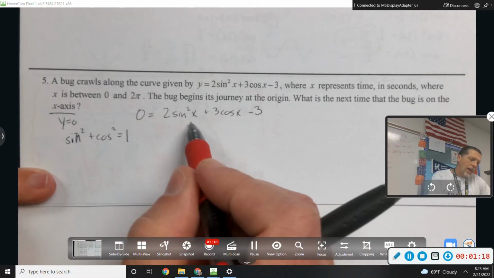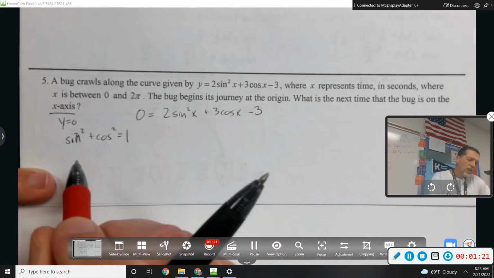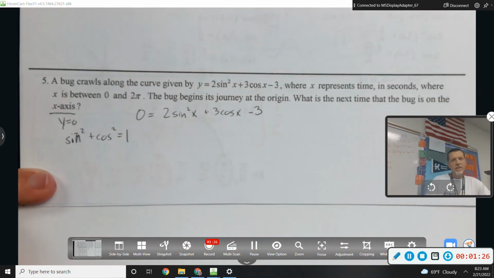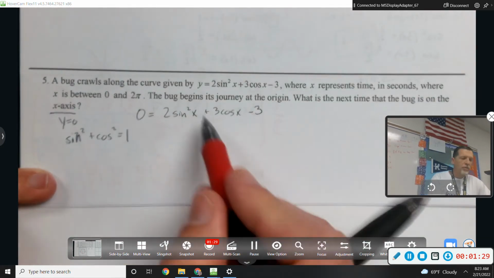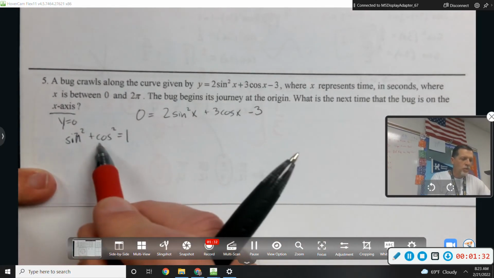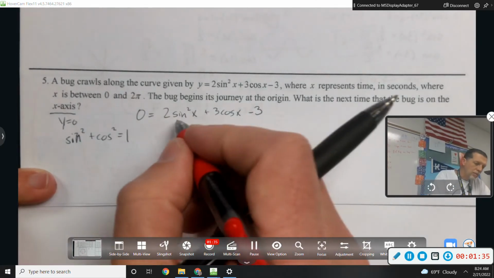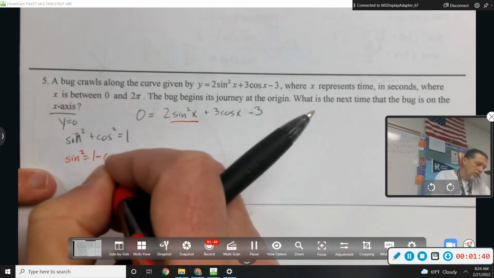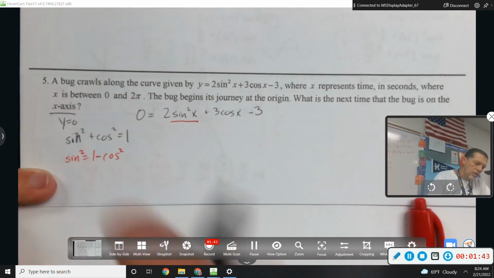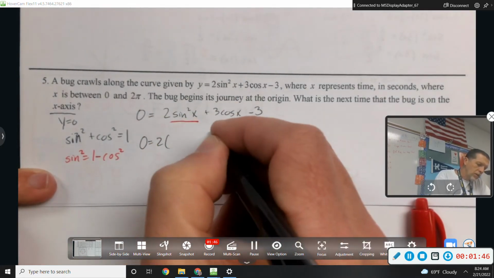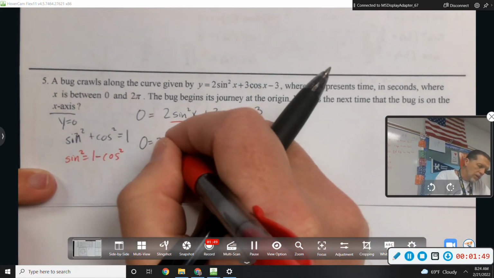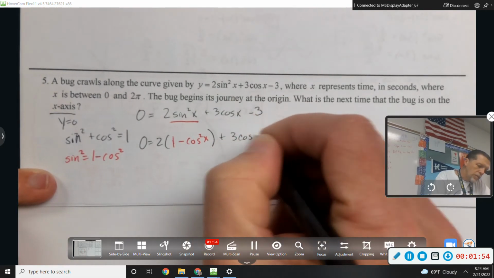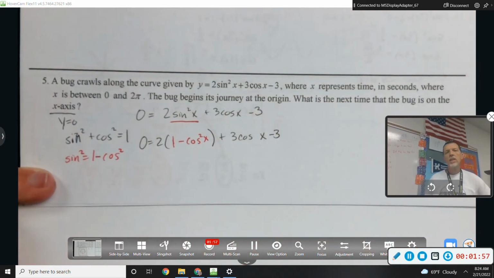So which one should I aim to replace? The sine squared or the cosine? Which would be the sine. The sine, because it's already squared. If I try to replace cosine, I'm going to have to do square roots, and I don't want to do that. It'd be much easier to replace sine squared, because sine squared is 1 minus cosine squared. So in place of sine squared goes 1 minus cosine squared. Everything else is the same.